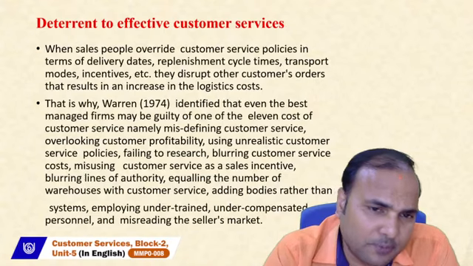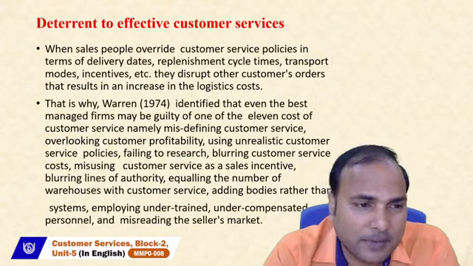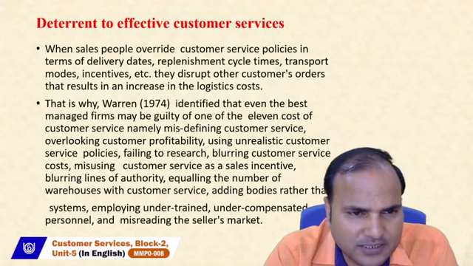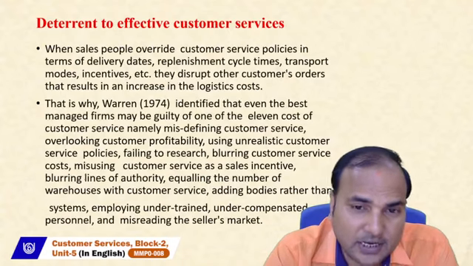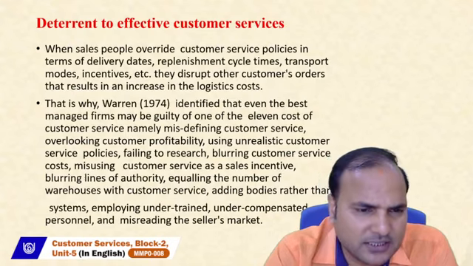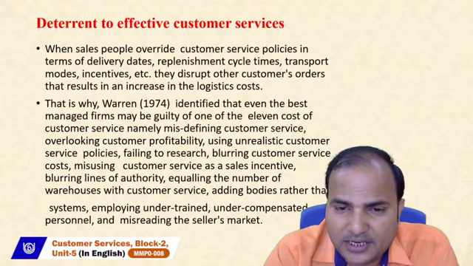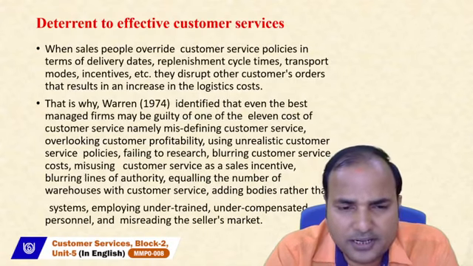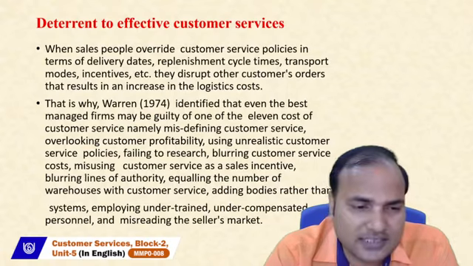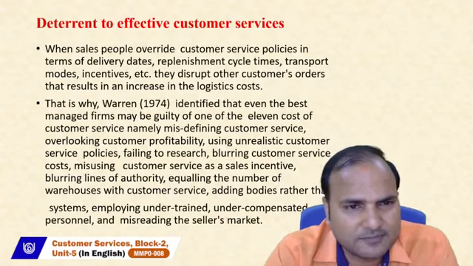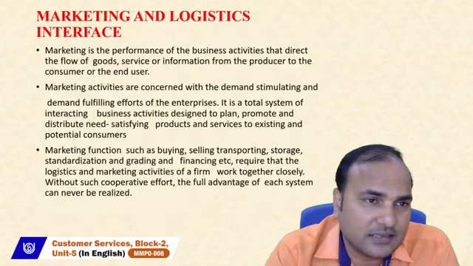That's why Warren in 1974 identified that even the best managed firms may be guilty of one of the 11 costs of customer service, namely: misdefining customer service, overlooking customer profitability, using unrealistic customer service policies, failing to research the customer service cost, misusing customer service as a sales incentive, blurring lines of authority, equating warehouse with customer service, adding bodies rather than systems, employing undertrained and undercompensated personnel, and misleading the sellers market. This is about that.